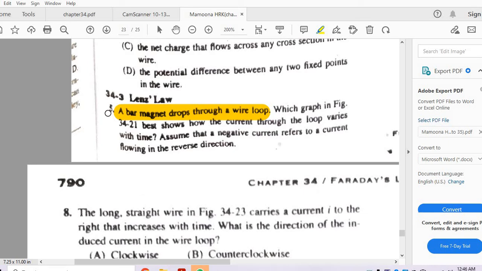Chapter 34, question number 5. A bar magnet drops through a wire loop. Which graph and figure best shows how the current through the wire loop varies with time? Assume that a negative current refers to a current flowing in the reverse direction.